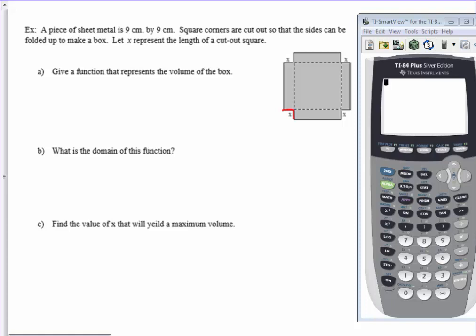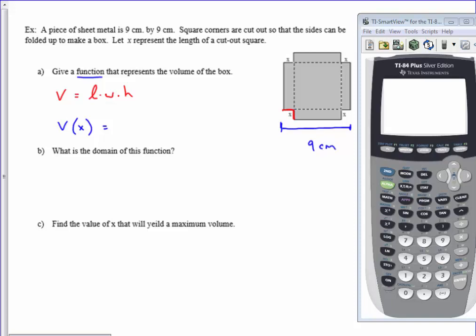Okay, first of all, recall that volume for some kind of box-shaped thing is the length and width of the base, so it's length times width times the height of your box. In this situation, to represent a function, I'll use V of x equals, and then we need to know the length and the width of the base of my box. On here, we know that the total distance from here all the way to here is given as 9 centimeters.